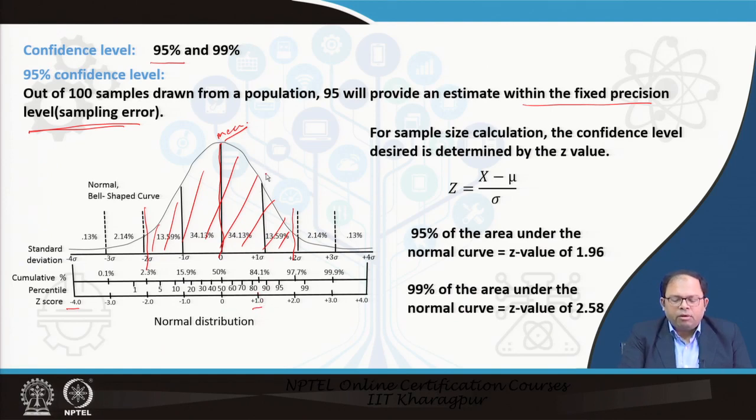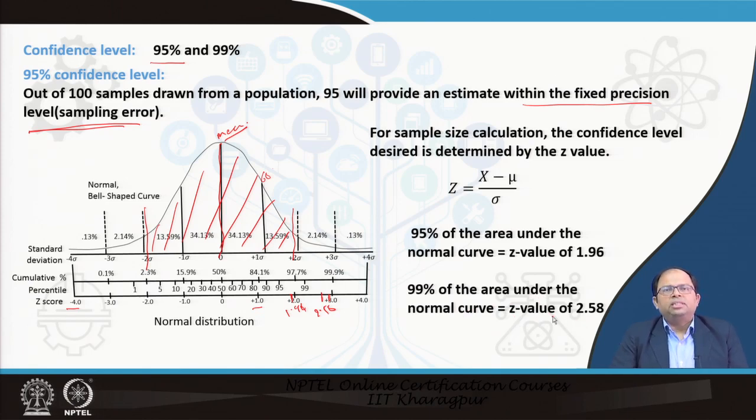So if I have around a 68% confidence interval, then probably this is the value that we are looking for. If it is around a 95% confidence interval, it comes to around over here, and if it is a 99% confidence interval, then we are looking for a z score which is around 2.58, and this is 1.96. So 95% of the area under the normal curve corresponds to a z score of 1.96, and 99% of the area under the normal curve is under a z value of 2.58.